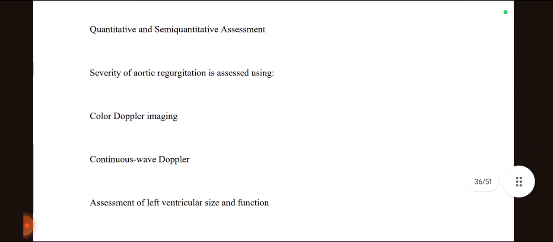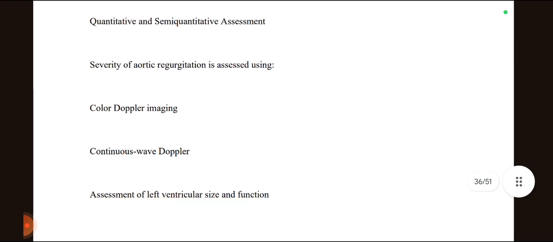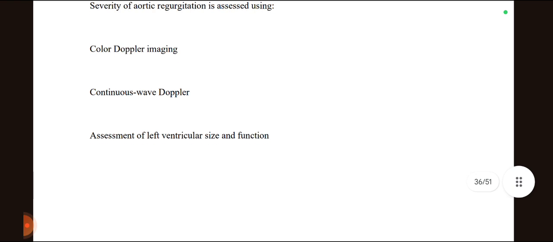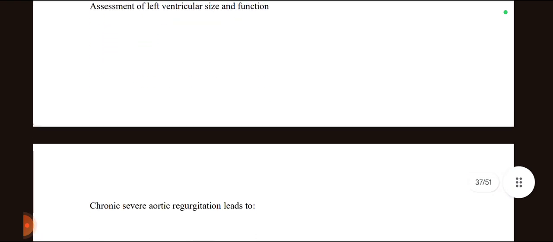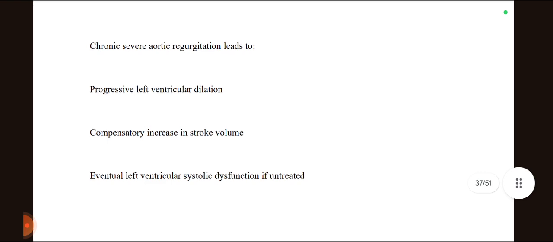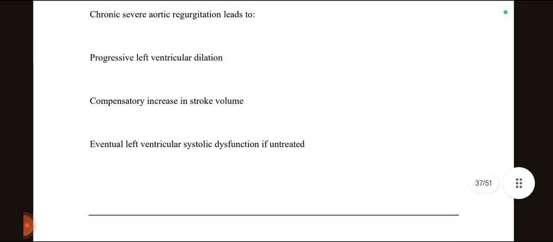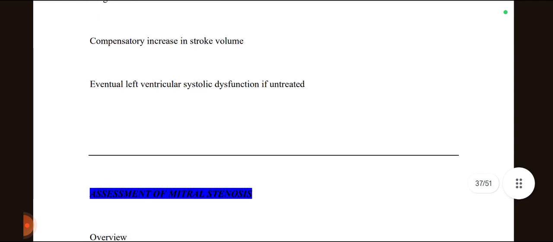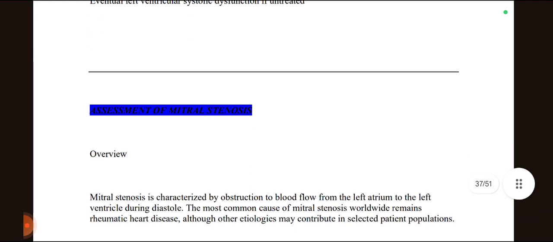Now coming on to the quantitative and semi-quantitative assessment for the same. Severity of aortic regurgitation is assessed using color Doppler imaging, continuous wave Doppler, and assessment of left ventricular size and function. Now chronic severe regurgitation will lead to progressive left ventricular dilatation, compensatory increase in stroke volume, and eventual left ventricular systolic dysfunction if it is left untreated. Okay, so this was about the aortic valves.